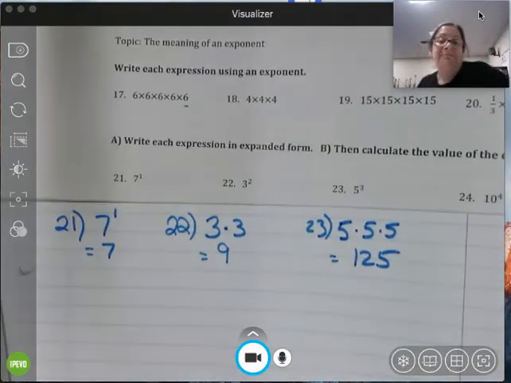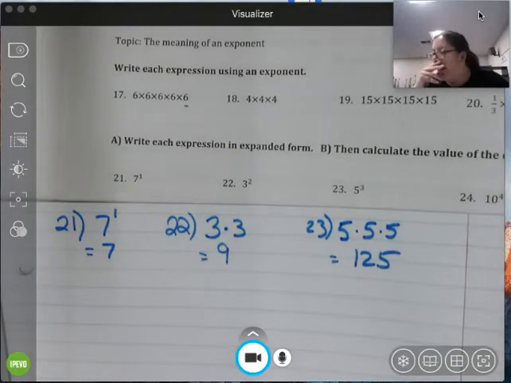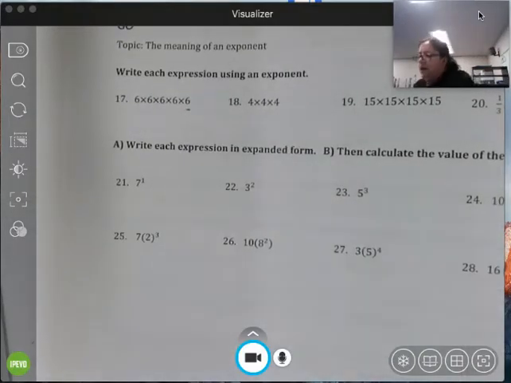That's it. I hope that makes sense. That's a little review, right? You've done exponents before, probably. So that was the 1.2 stuff we went over. Then we jumped into 1.3.